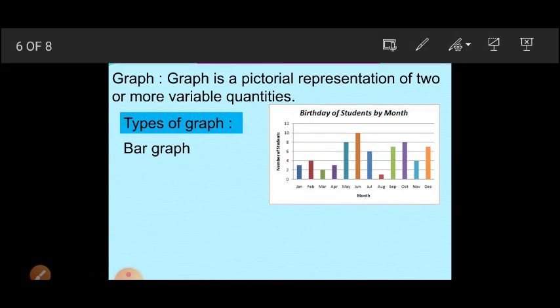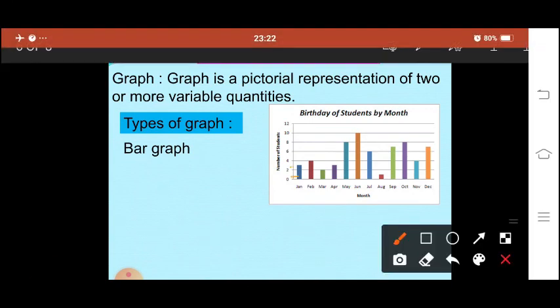So here how we are writing: 1, 2, 3, 4, 5, 6, 7, 8, 9, 10, 11, 12. Here they took the scale as 2 children to 1 unit. So for January, a total of 3 children have birthdays. February, 4 children's birthdays. Then March only 2 children. So how many children? We can't get 2.5 children or 3.6 children. So decimal numbers we will not get. That's why it is perfect.